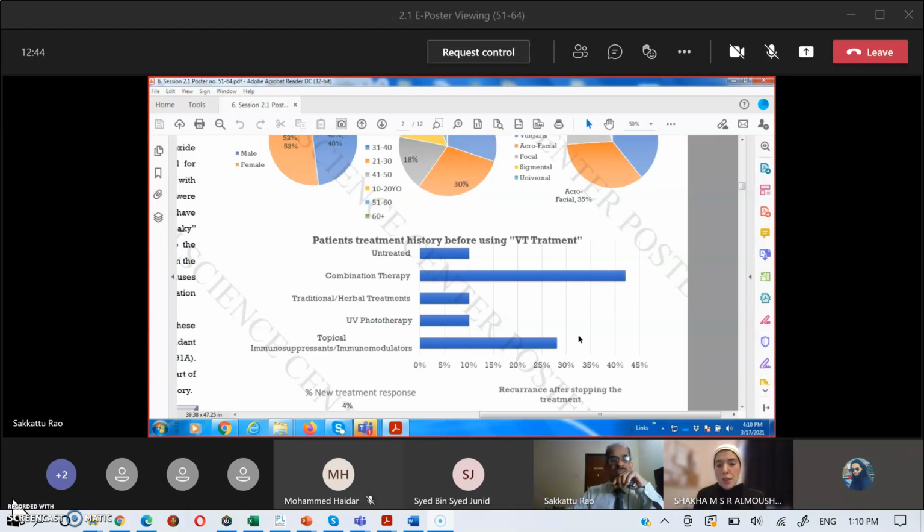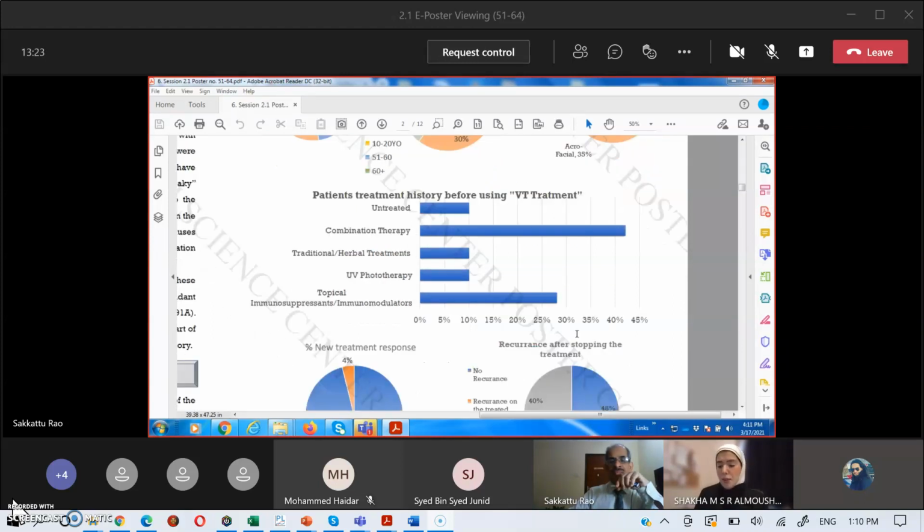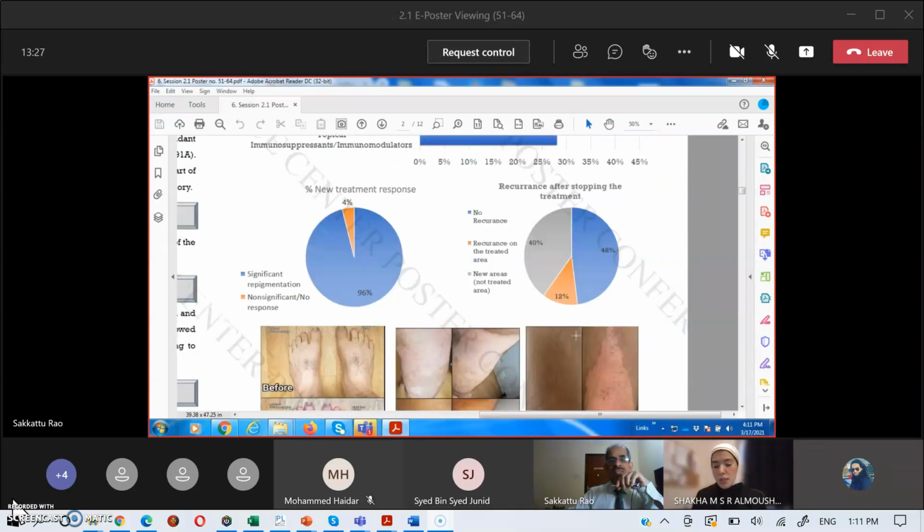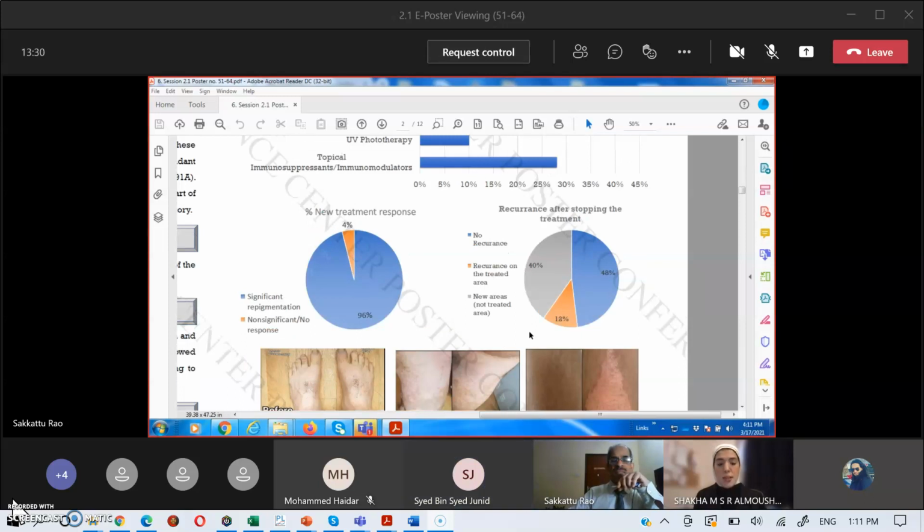The fourth chart shows the previous experiences of treatment before using VT treatment. 10% hadn't had any treatment prior to VT treatment, about 42% had combination therapy, 10% had traditional and herbal medications, 10% had UV phototherapy, and about 27% had topical immunosuppressants and immunomodulators treatment. And the fifth chart shows the treatment response in patients, where 96% had repigmentation and 4% hadn't had repigmentation.